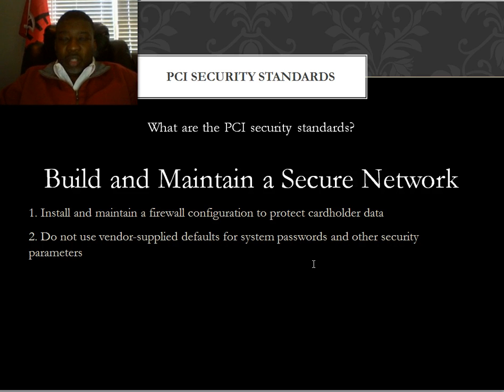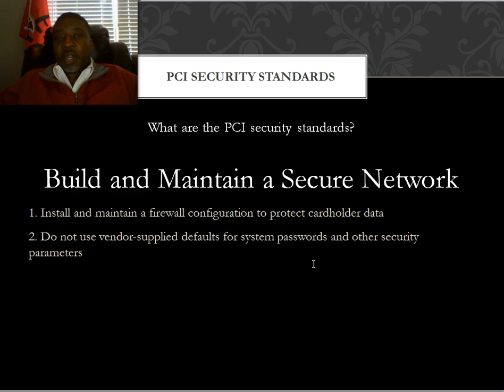So what are those standards? There are 12 of them. One is install and maintain a firewall configuration to protect cardholder data. You need a firewall, and the reason why is because you want to segment your credit card data from all your other types of data, because you're going to add a different level of security to your credit card data, like we just mentioned before, or your sensitive data. So you want to protect it with firewalls.